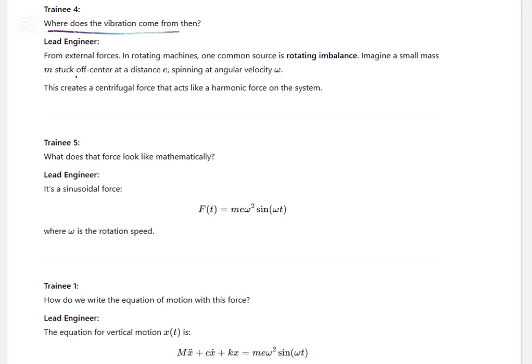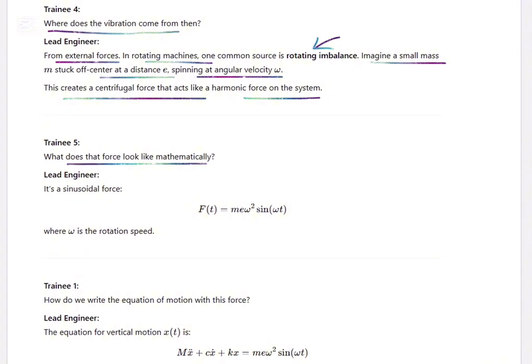Where does the vibration come from then? From external forces. In rotating machines, one common source is rotating imbalance. Imagine a small mass m stuck off center at a distance e, spinning at an angular velocity omega. This creates a centrifugal force that acts like a harmonic force on the system. What does that force look like mathematically? It's a sinusoidal force. Omega is the rotation speed.